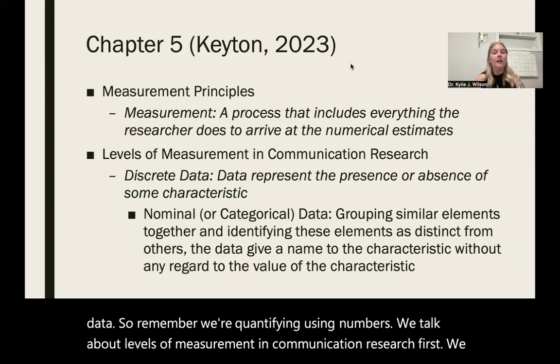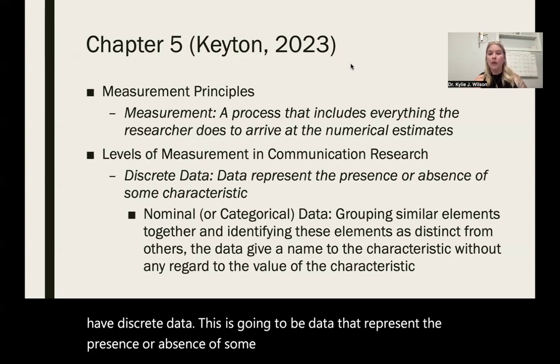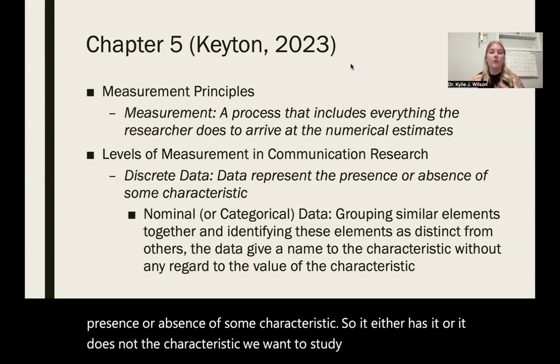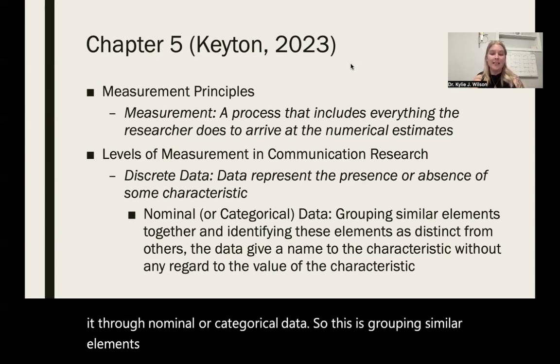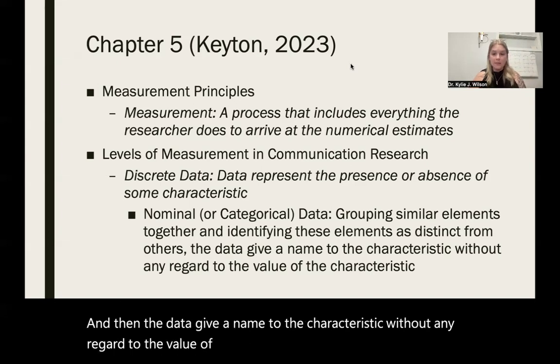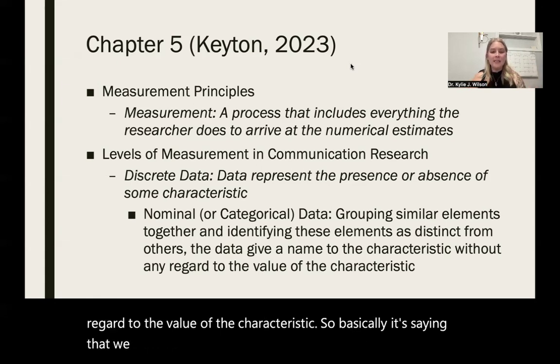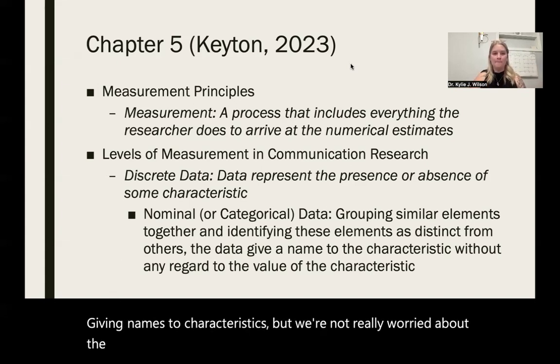First, we have discrete data. This is going to be data that represent the presence or absence of some characteristic. So it either has it or it does not, the characteristic we want to study. So we can talk about it through nominal or categorical data. So this is grouping similar elements together, identifying these elements as distinct from others, and then the data give a name to the characteristic without any regard to the value of the characteristic. So basically it's saying that we are categorizing or giving names to characteristics, but we're not really worried about the numbers, okay?